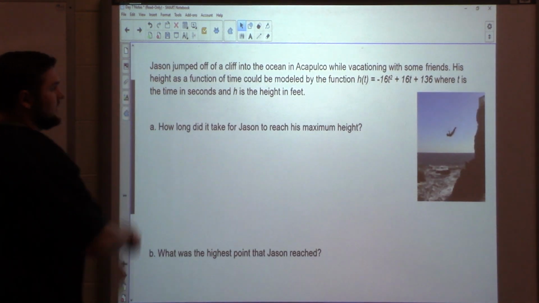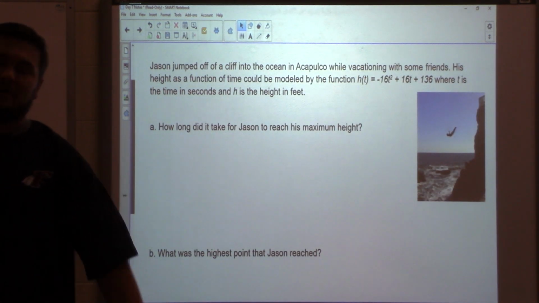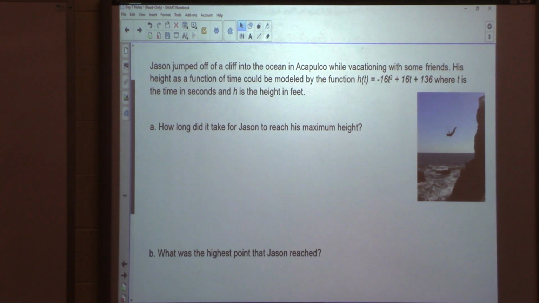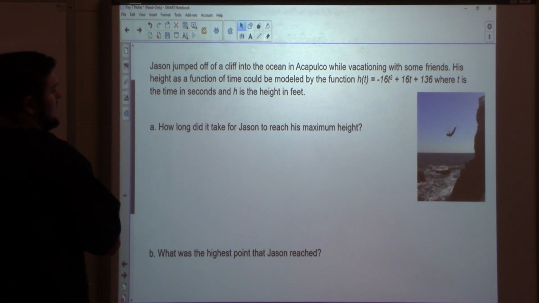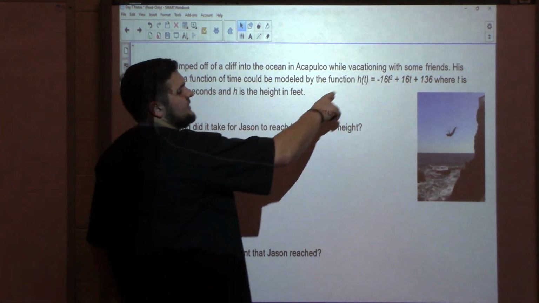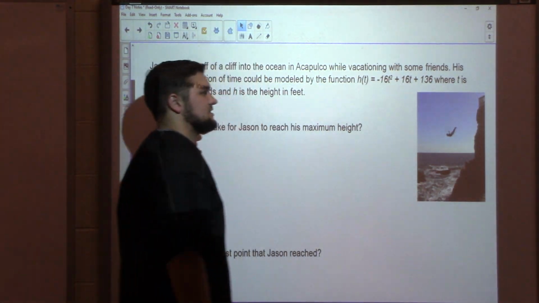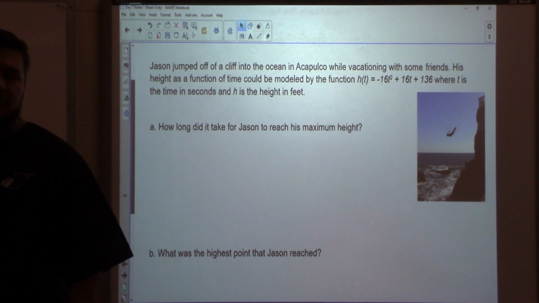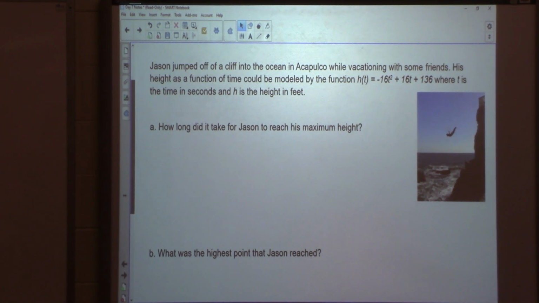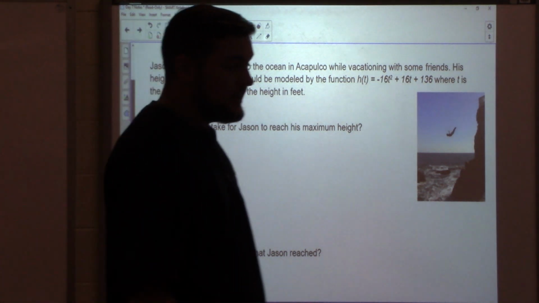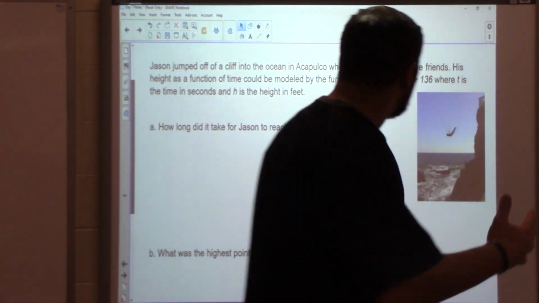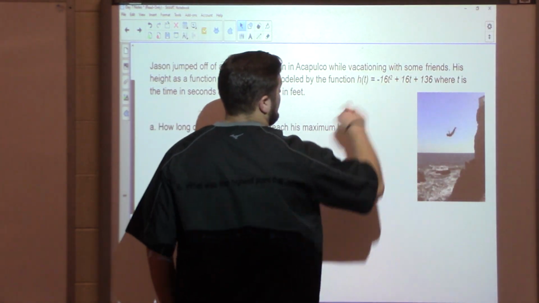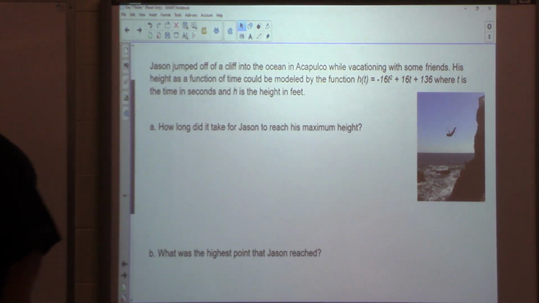Our first one. Jason jumps off a cliff. Please don't go jump off a cliff to prove you're good at math. So Jason jumps off a cliff into the ocean while vacationing with some friends. His height as a function of time can be modeled by the function h of t equals negative 16t squared plus 16t plus 136, where t is the time in seconds and h is the height in feet. So it gives you a function, right? Negative 16t squared plus 16t plus 136.